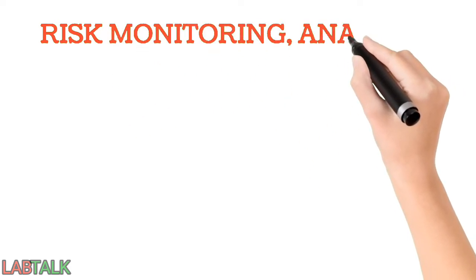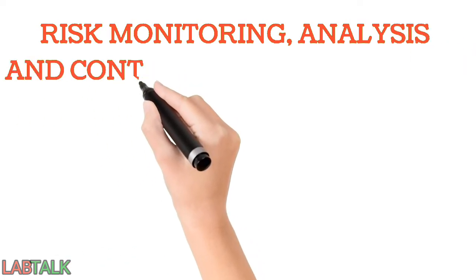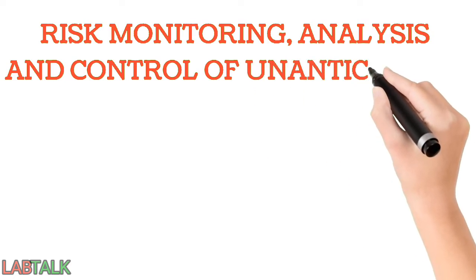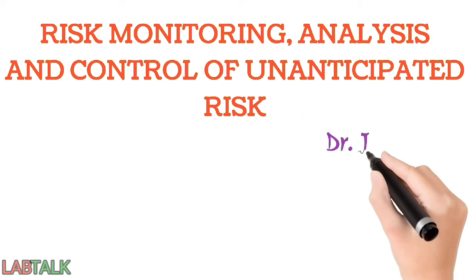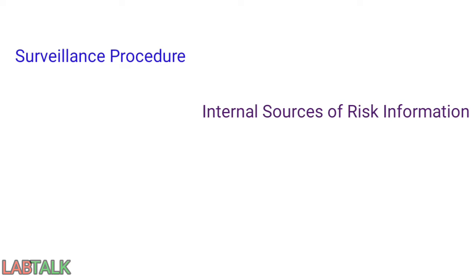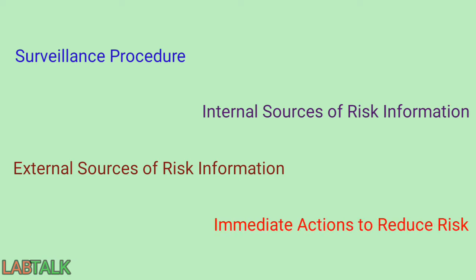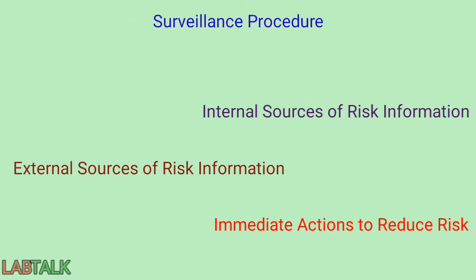So here in this video we are going to see risk monitoring, analysis and control of unanticipated risk. The topic is subdivided into four major parts. First is the surveillance procedure, second is the internal sources of risk information, third is the external sources of risk information, and fourth is the immediate actions to reduce the risk. So first of all we will see the risk surveillance procedure.